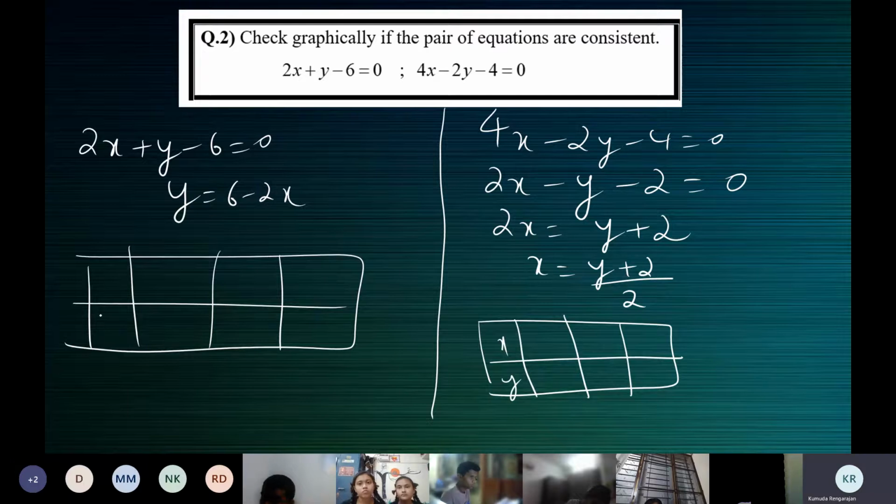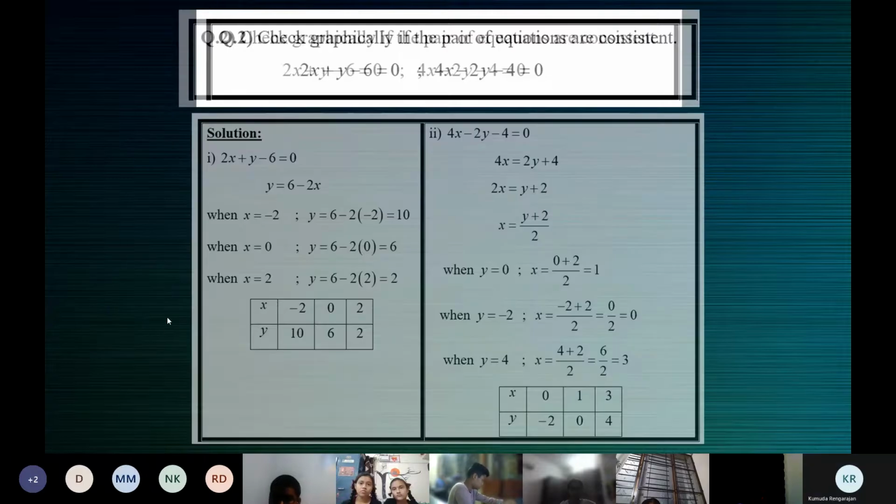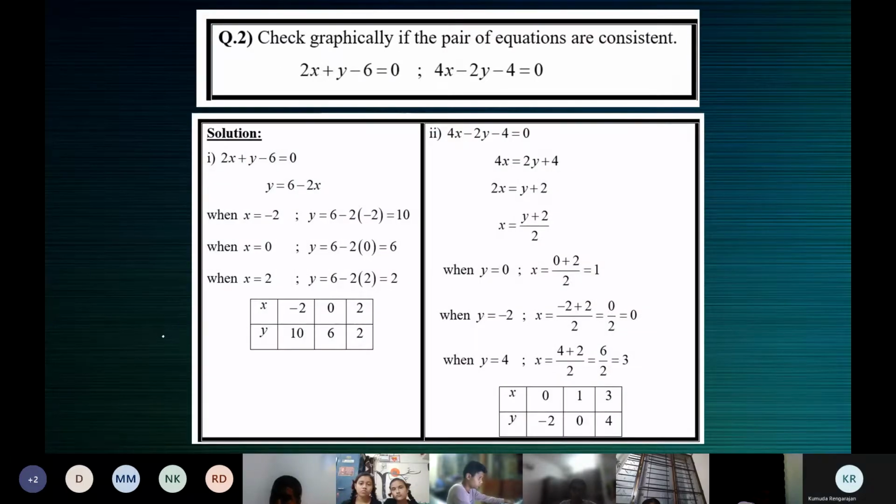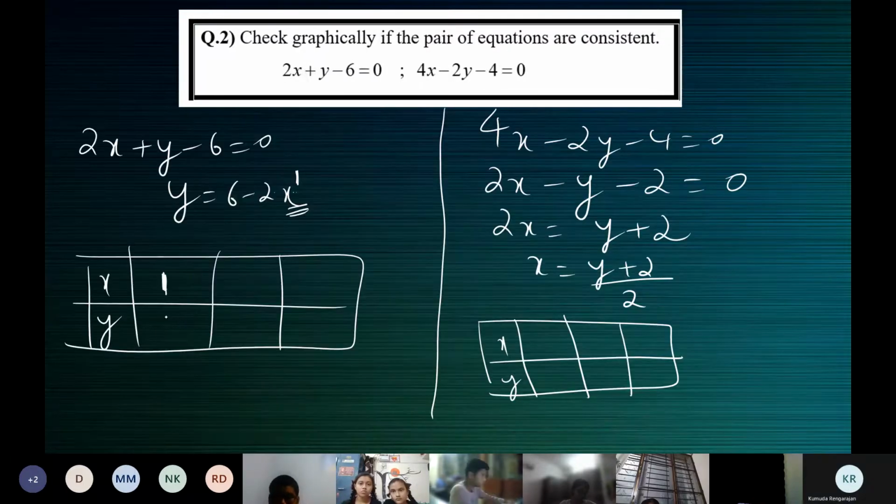See, I'll just tell you one here. When x is equal to 1, children, write x equals 1 here. All of you look at your screen. When x is equal to 1, what will be y? 6 minus 2 into 1. 2 into 1 is 2. 6 minus 2, 4. Do we understand, children? Like that, Sneha and Harini, you should give different values for x and find the corresponding value of y.